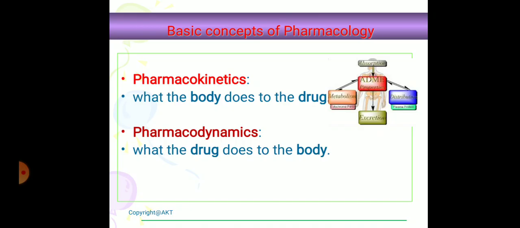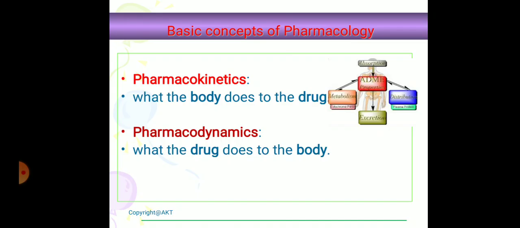For example, atropine, I hope you might have heard the drug atropine. It increases heart rate. Or if you see adrenaline, that's well known, you might be knowing better. Adrenaline increases heart rate, it increases blood pressure. So you can remember the pharmacodynamics of adrenaline: it increases heart rate, it increases blood pressure, it produces bronchodilation. So that can be given as an example.